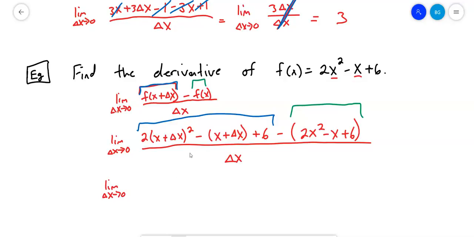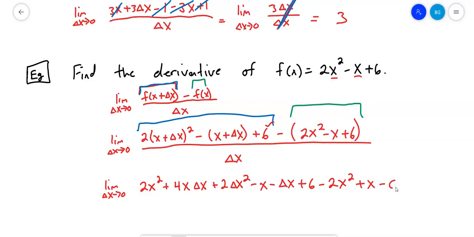And I'm going to kill two birds with one stone, and I'm going to go ahead and distribute that 2 throughout the quantity as I do this. Okay, so that's this thing squared out and then multiplied by 2. Then I'm going to have this negative, so it's going to be minus x minus delta x plus 6, so I'm right there now, minus 2x squared. Now I'm going to distribute that negative throughout the quantity. So that turns into a positive, that turns into a negative.